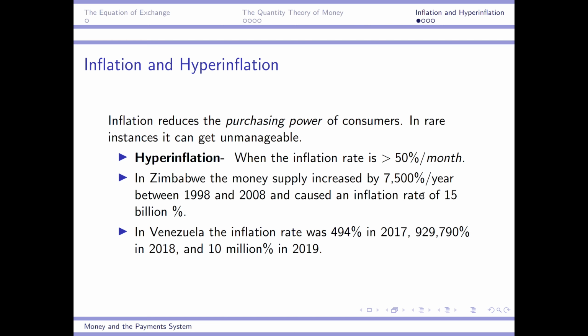And Zimbabwe is not just a one-off case. In Venezuela, which, as some of you may know, used to be doing quite well economically, inflation is also just completely out of control, and it's getting worse. As you can see, in 2017, it was 494%. That already sounds really bad because it means that the currency you accumulate is worth 1/494th of a percent by the end of 2017. But then it got even worse in 2018 to 929,790%, and then 10 million% in 2019.